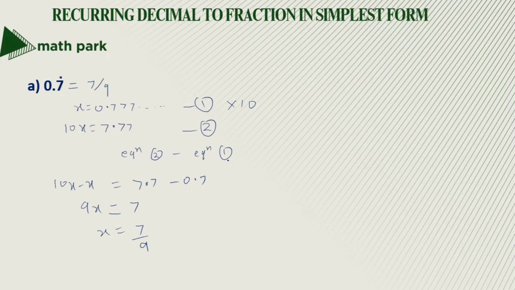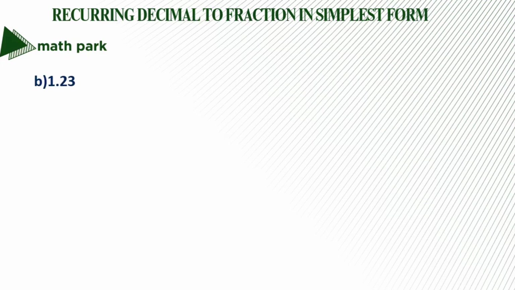So we know that a rational number is a fraction in the simplest form, or any number which can be expressed in the form of a fraction in the simplest form where the denominator cannot be 0. So this was one. We do one more.